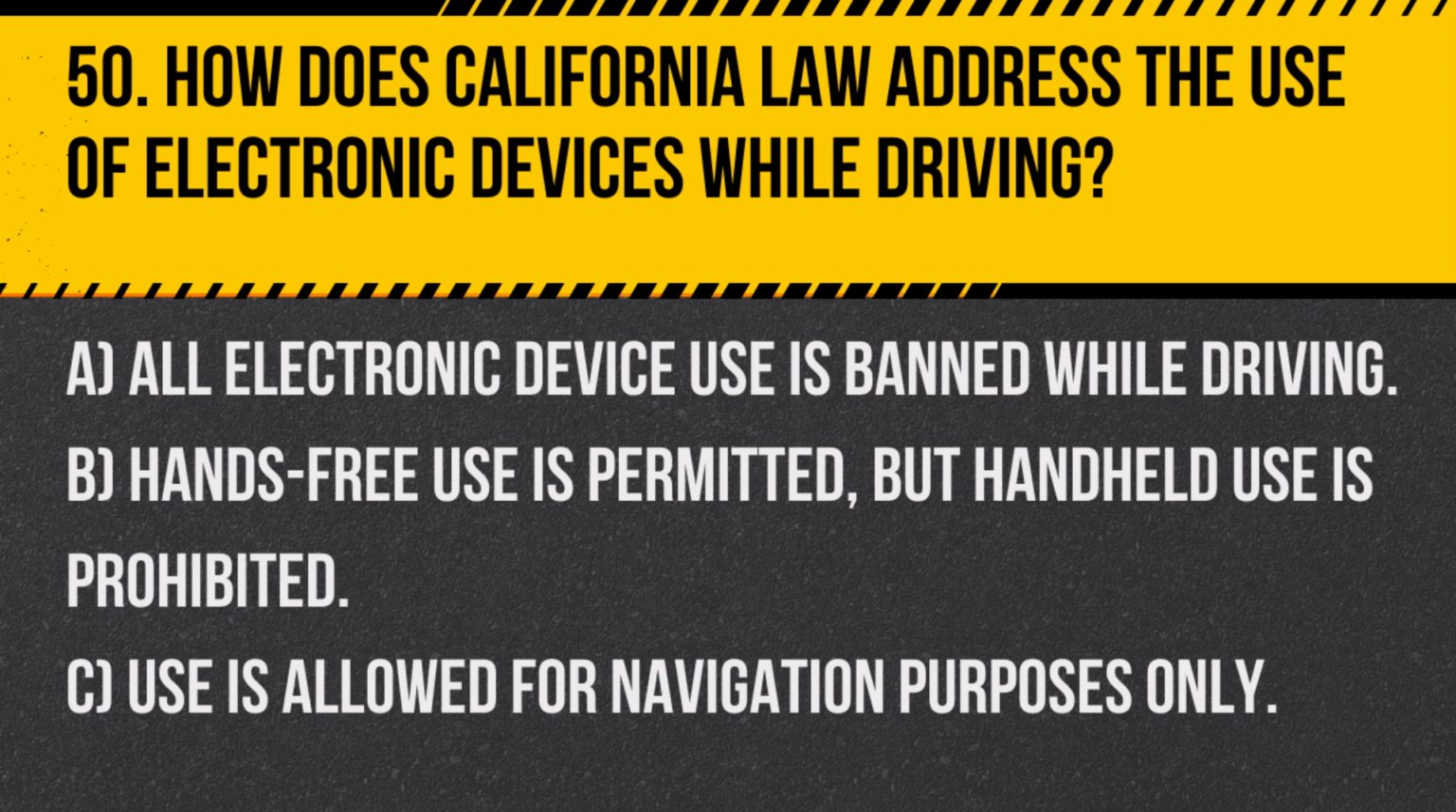Question 50. How does California law address the use of electronic devices while driving? A. All electronic device use is banned while driving. B. Hands-free use is permitted, but handheld use is prohibited. C. Use is allowed for navigation purposes only.